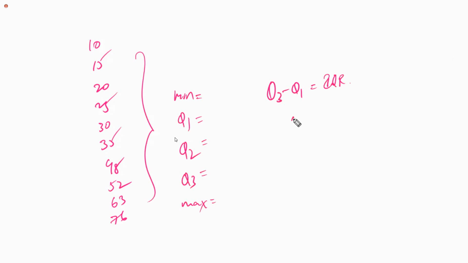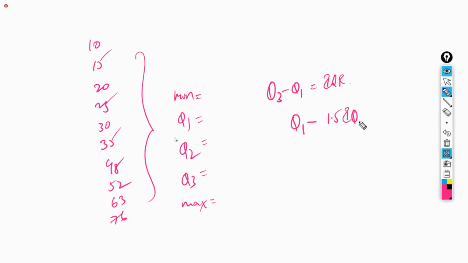After calculating IQR, now you calculate Q1 minus 1.5 into IQR. Whatever value you get, you store it as L. L means lower value. You store Q3 plus 1.5 into IQR in U. Any value less than L is an outlier. Any value greater than U is an outlier. And you tell me, is there any outlier in this case?